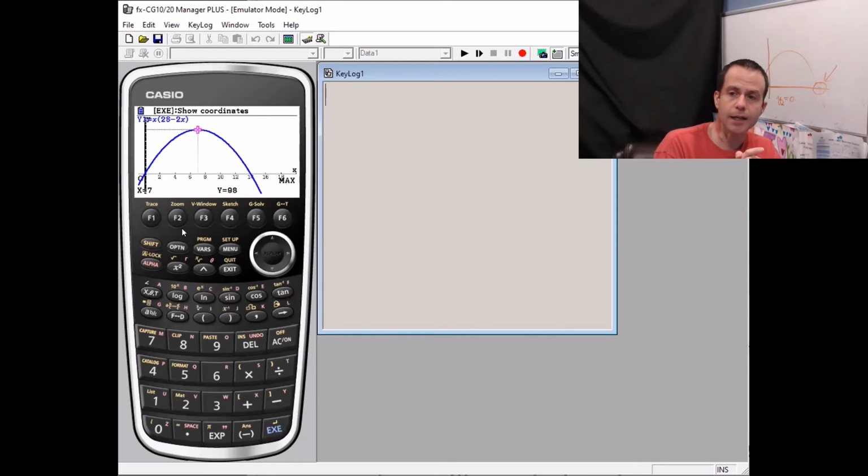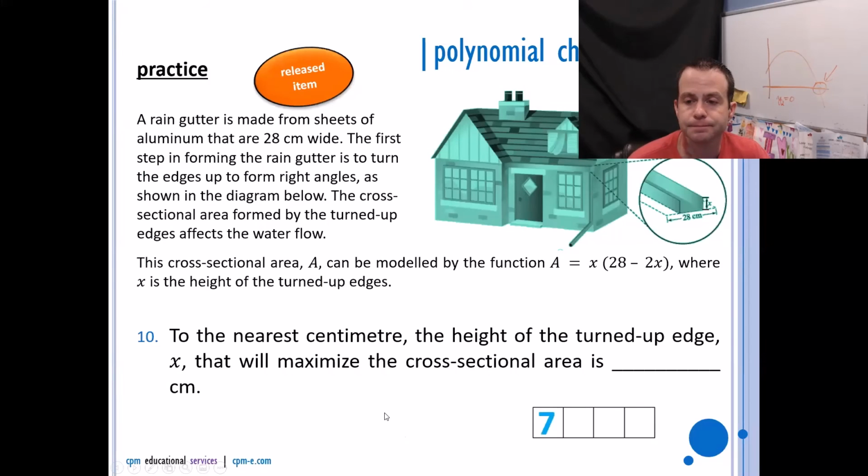On a TI, what you're going to do is go second trace, maximum. And then it asks for left bound and right bound. So left bound just means you're somewhere over here, and right bound just means you're somewhere over here. And then when you hit enter one more time through the guessing portion, you should also get 7, 98. So again, you have to remember, what is my answer? They wanted the x value, so your answer will be 7.